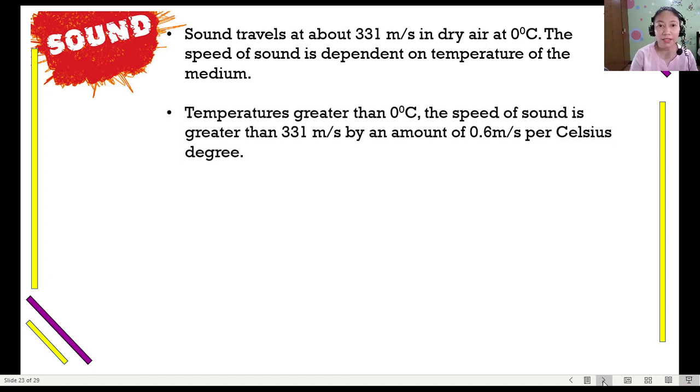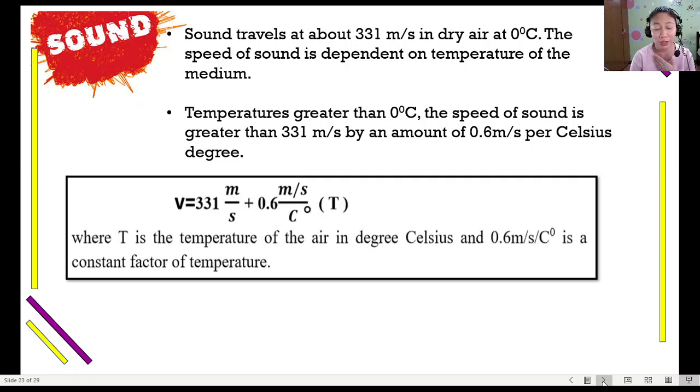Yung speed ng sound, nakadepende siya sa temperature, no? Kaya kapag yung temperature higit sa 0 degrees Celsius, yung speed ng sound mas mataas din sa 331 meter per second. Ang tanong, gaano kalaki yung dinadagdag niya? So, ito na. 0.6 meter per second per Celsius degree. So, tumataas din siya pag tumataas din yung temperature. Constant din yon, yung 0.6.